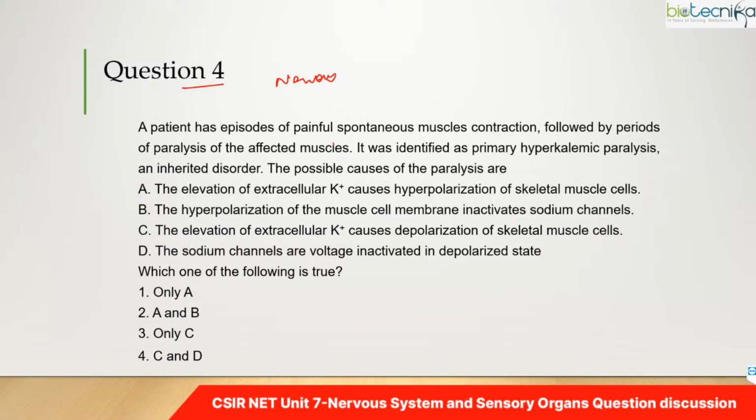A patient has episodes of painful spontaneous muscle contraction, followed by periods of paralysis of the affected muscles. It was identified as primary hyperkalemic paralysis, an inherited disorder. The possible causes of the paralysis are: A, the elevation of extracellular potassium causes hyperpolarization of skeletal muscle cells. B, the hyperpolarization of the muscle cell membrane inactivates sodium channels. C, the elevation of extracellular potassium causes depolarization of skeletal muscle cells. D, the sodium channels are voltage inactivated in the depolarized state. Which one of the following is true? Can you all try and tell me what the right answer is?